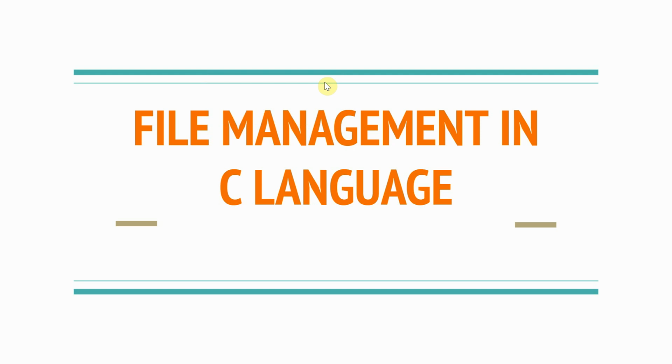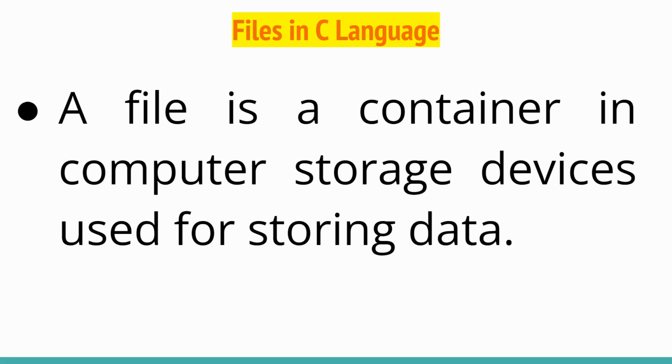In this tutorial, we will learn about file management in C language. So first, let us understand what is the meaning of file. The definition of file is a container in computer storage devices which is used for storing data. For example, if you have written any C program and you want to save the contents of that C program, then you can save it in a file.